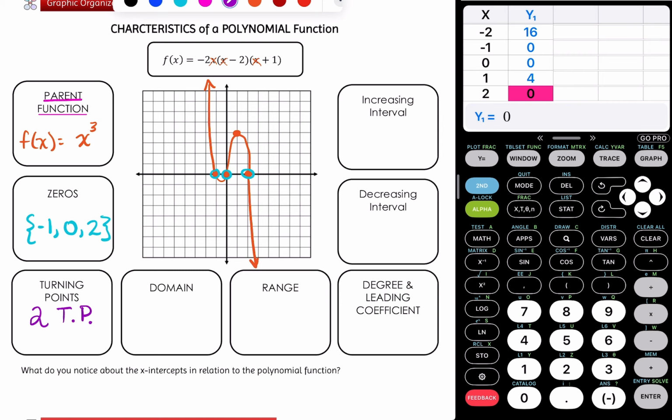Increasing and decreasing interval. So remember that we always read a graph from left to right. So where is it increasing or decreasing? Well, if the graph from left to right is going down, this is decreasing. We reach this point here, and it's increasing again, right? Or it starts to increase. And then we reach this point here, and we start to decrease.